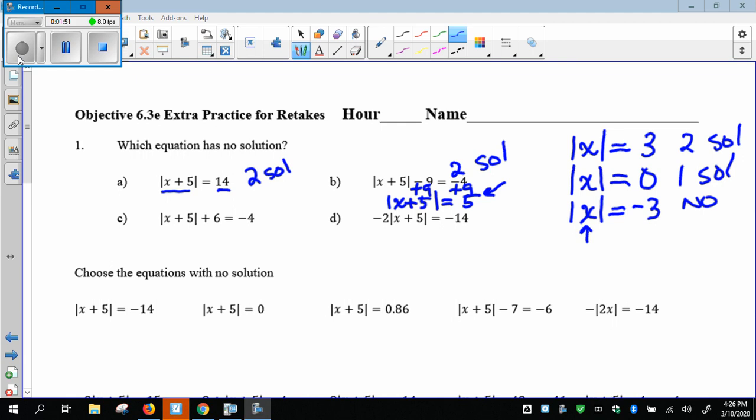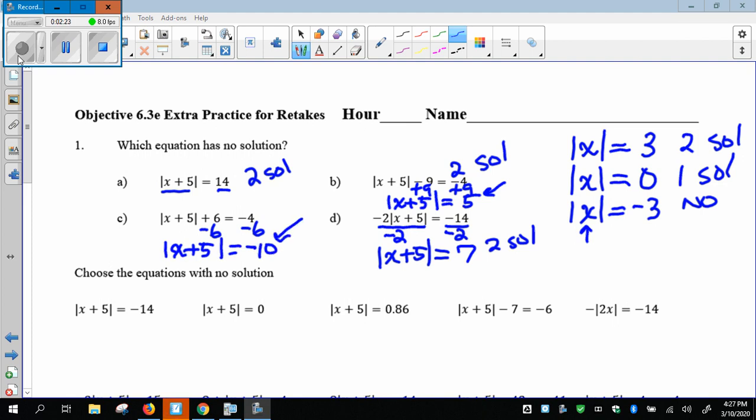Okay, on D, if I divide both sides by -2 to get rid of the junk outside, then I get the absolute value of x plus 5 is equal to 7. So that's a positive. That one has 2 solutions. So it must be C, and we can see that if I get rid of the junk on the outside there, the plus 6, then I get a new absolute value equation. -4 minus 6 is -10. Right there's the deal. No matter what goes into this absolute value right there, it's going to come out positive. So C is the one with no solution.